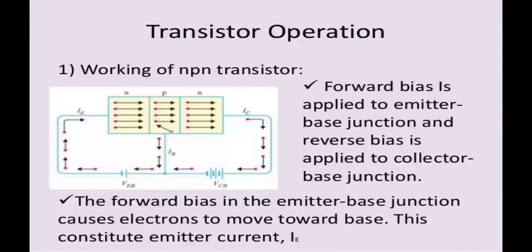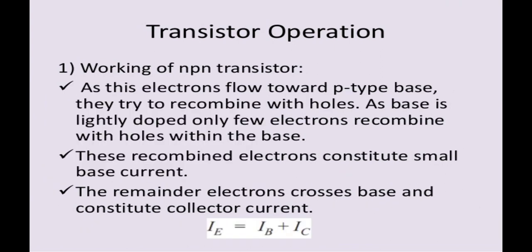Here the arrow is showing this, because the collector terminal is always outside the arrow. So that was the PNP transistor I already mentioned to you. So these are the workings of PNP.